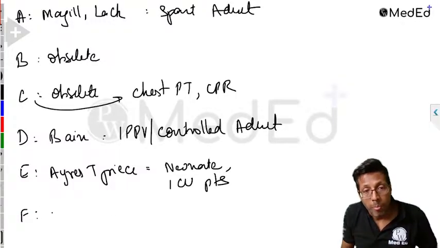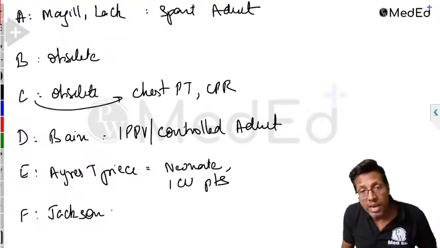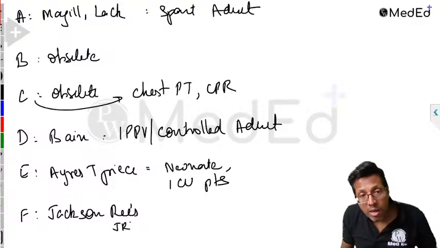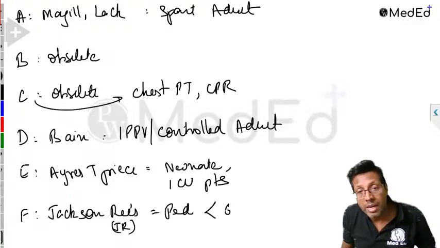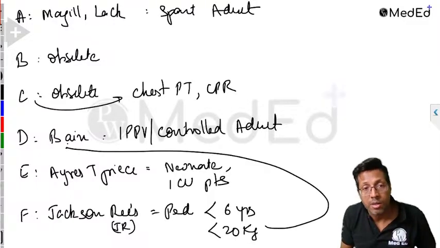These are two uses. But the best circuit that is used for a pediatric patient is the F, which is the Jackson-Rees circuit. Remember, Jackson-Rees as JR. JR means junior. It is used for pediatric patients less than 6 years of age, less than 20 kg. If more, the answer is Bain circuit.